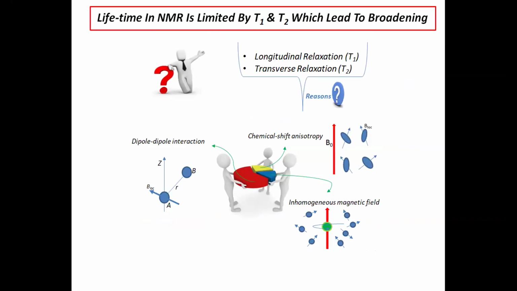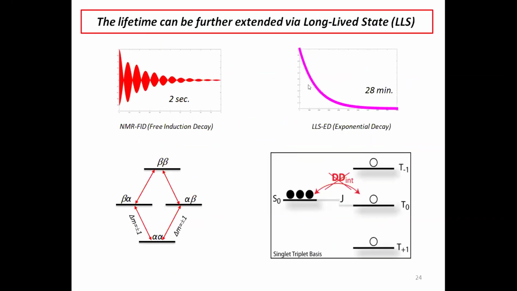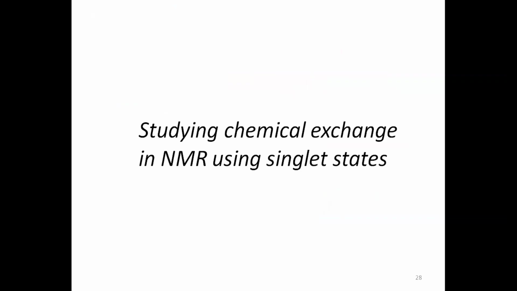We have a way to extend the lifetime, and that way is known as long-lived state or singlet state generation. It is a method by which we can generate states that decay at a slower rate as compared to the normal NMR signal. There is a recipe, a way to make them, but I will not discuss the detail of that. I will go to the application. We worked on chemical exchange in NMR, where we use the singlet states.